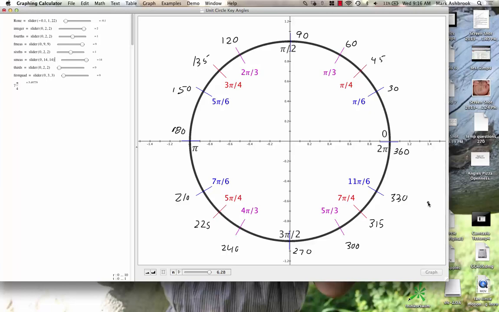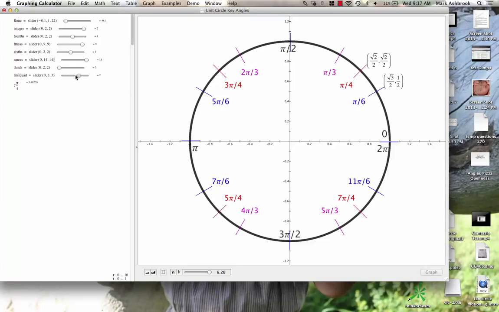Okay, then if you watch the extra video, we derived in class that at pi over 6, the cosine's radical 3 over 2, the sine is 1/2. At pi over 4, they're both square root of 2 over 2, and then pi over 3, the cosine's 1/2, and the sine is radical 3 over 2.